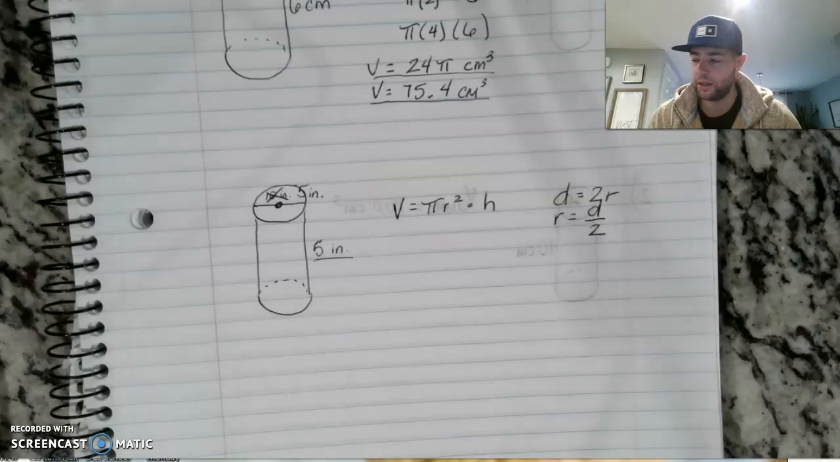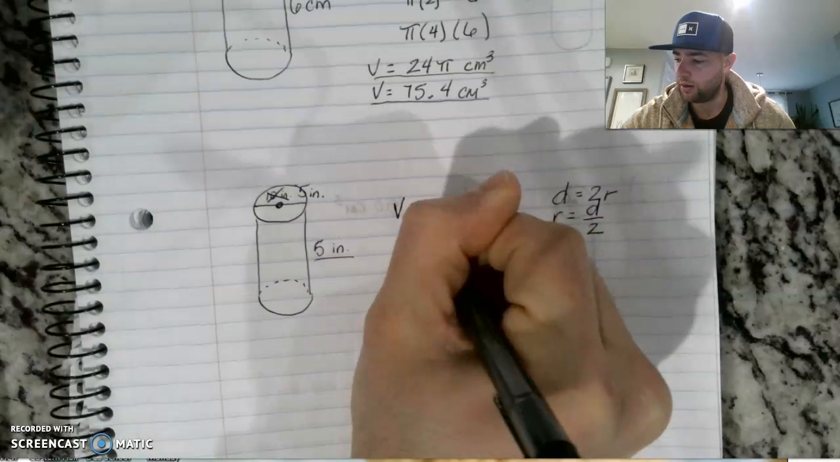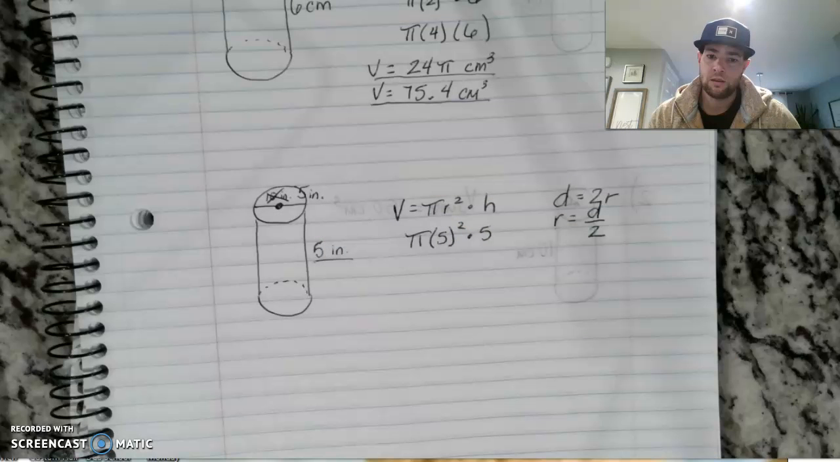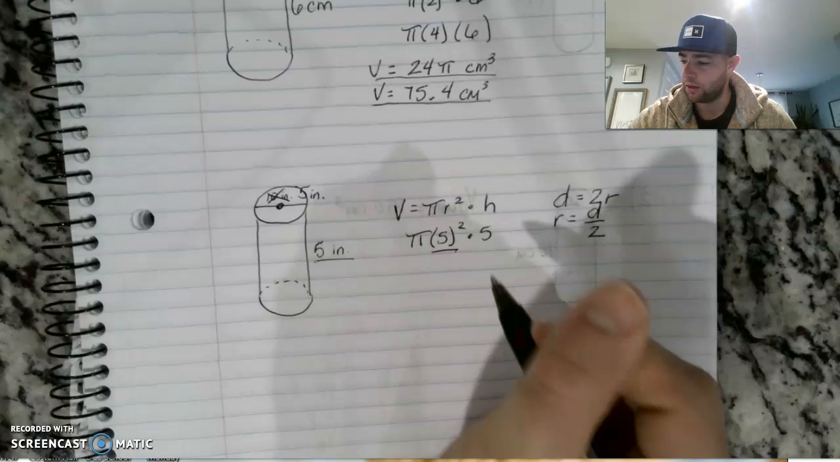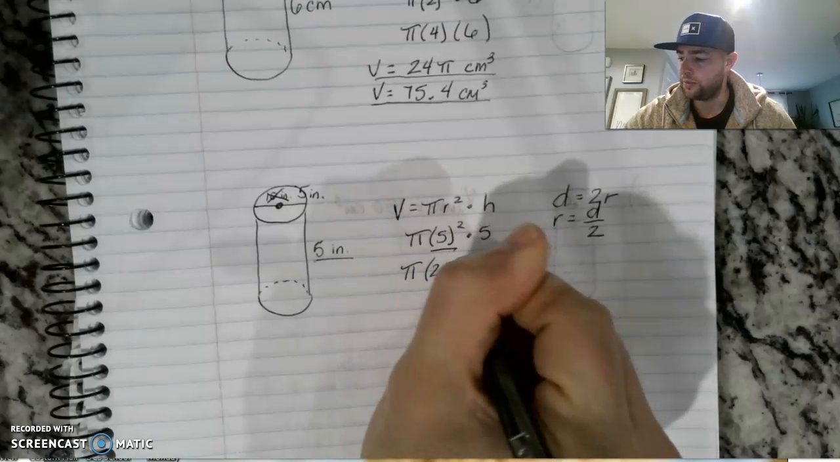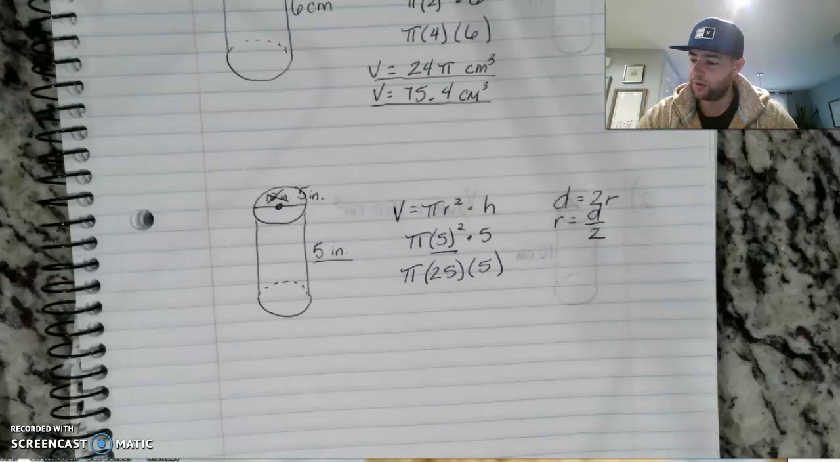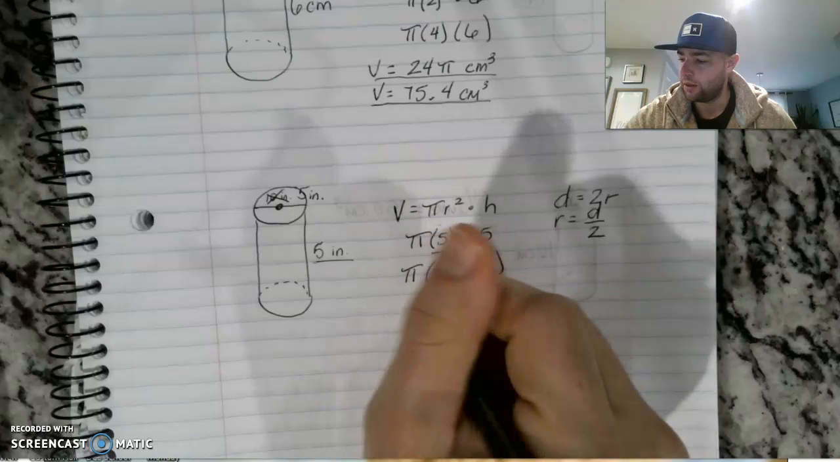Now that I've found the radius and I have my height, I'm just going to plug it into my formula. So I have pi times my radius 5 squared times my height, which is also 5. And then again, following our order of operations, the first thing I'm going to do is 5 squared, which again is 5 times 5. Bring down pi times 25 times 5. And we know 5 times 25 is going to give us 125, so I'm going to bring down 125 pi.